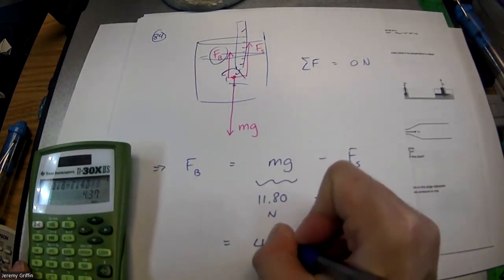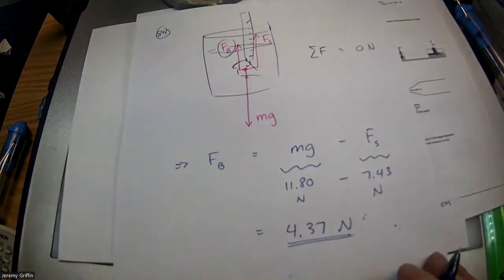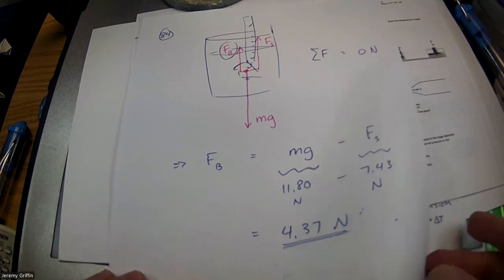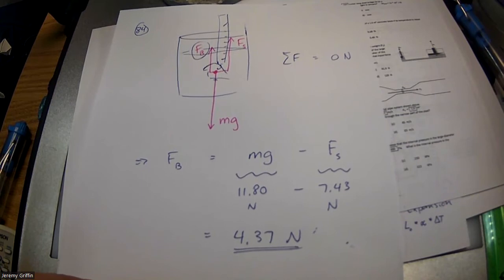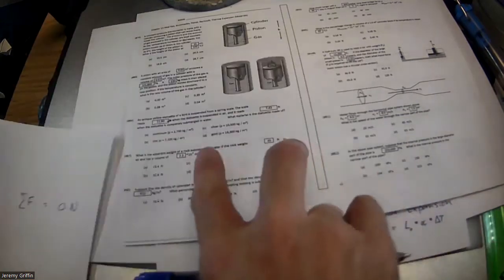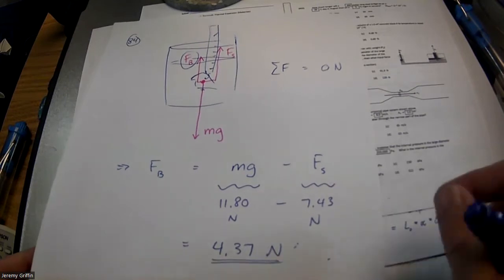That is 4.37 newtons. Right? And do you guys find your own buoyant force too? Okay. That's not the answer yet. That's just one step. Does everybody know the buoyant force on their bird statuette? Because you just take the difference between these two forces, right? Like that.